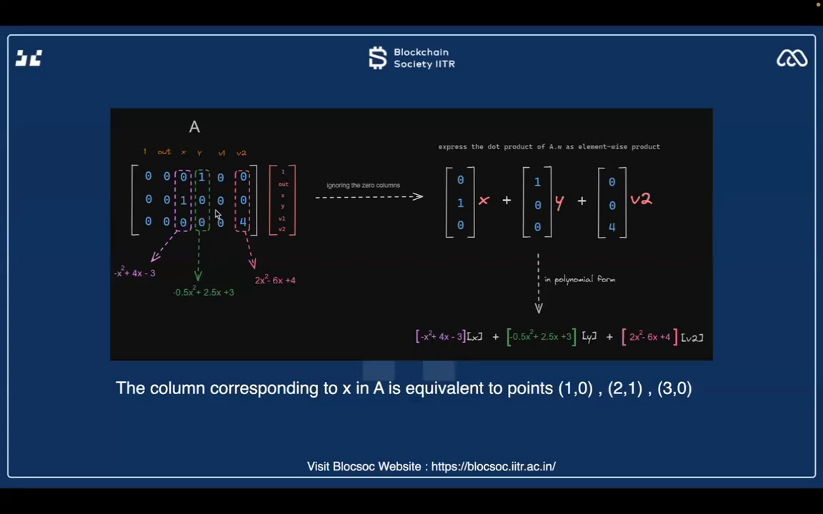As I said, the first row corresponds to x = 1, the second to x = 2, and the third to x = 3. So just take the points (1,0), (2,1) and (3,0), and you will get the equation minus x² + 4x − 3. You will do this for each of the columns. Take the 3 points (1,1), (2,0) and (3,0), and you will get this polynomial. Similarly, do that for v2. You can ignore the 0 columns here because they effectively give you the 0 polynomial, so you don't need to calculate it. After calculating, you will get this final expression.